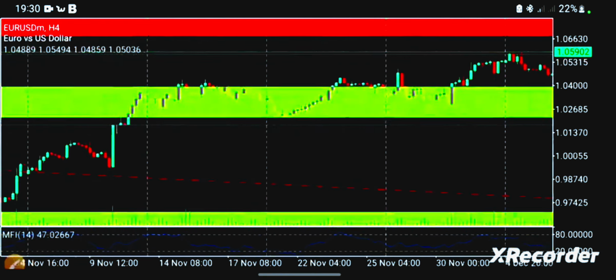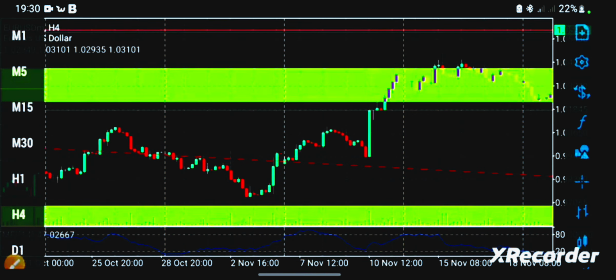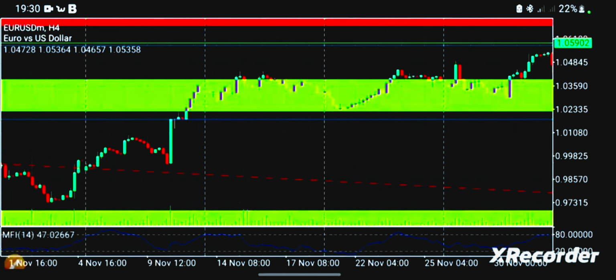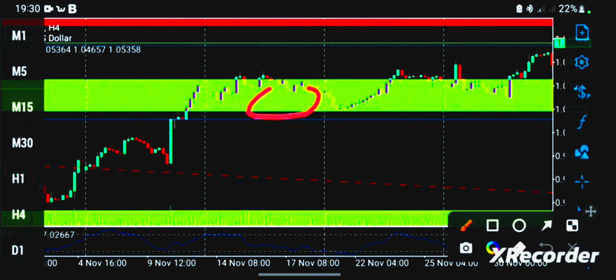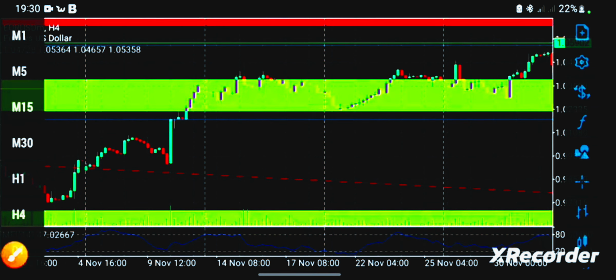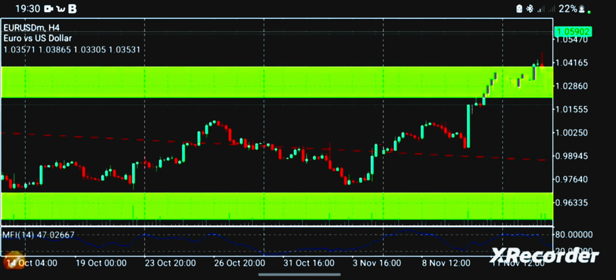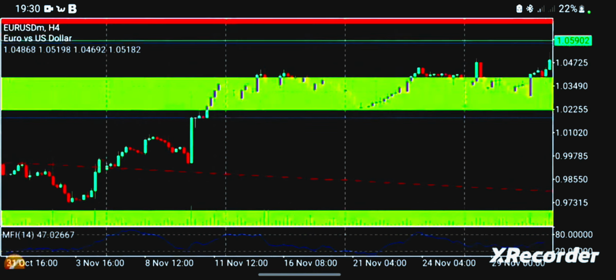Let me go back here. As you can see, this area right here, let me give you an example of this area. This area right here, the green one, this current green one right now, was once an area of resistance. But because there was enough demand for this product, it was able to be pushed up above that supply rate.